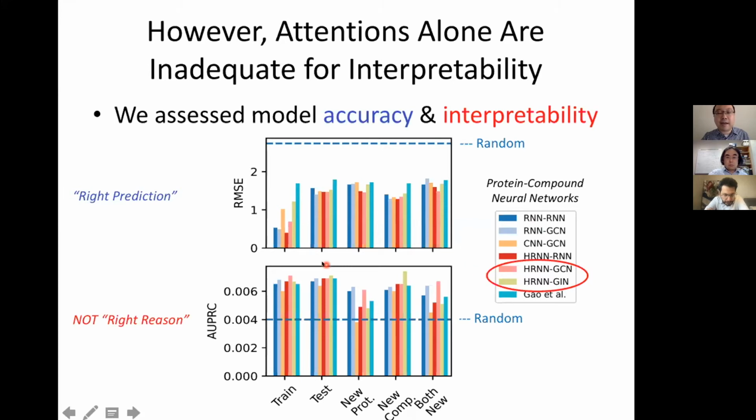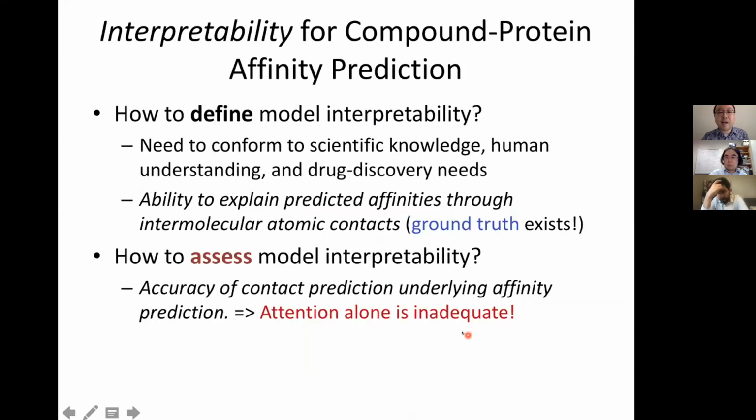What you can see is that, as the interpretable models are good with the affinity prediction with a relatively low root mean squared error in affinity, their contact prediction accuracy is merely better than random, a little bit better than random, considering that contacts are minorities, okay? So the AUPRC is more suitable than AUROC, and it's 0.004 for random. So that shows that current attention mechanism alone is inadequate.